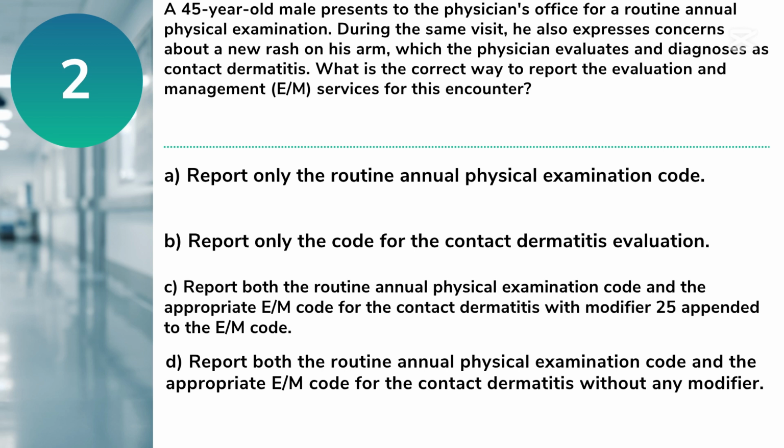A. Report only the routine annual physical examination code. B. Report only the code for the contact dermatitis evaluation. C. Report both the routine annual physical examination code and the appropriate E/M code for the contact dermatitis with modifier 25 appended to the E/M code. D. Report both the routine annual physical examination code and the appropriate E/M code for the contact dermatitis without any modifier.